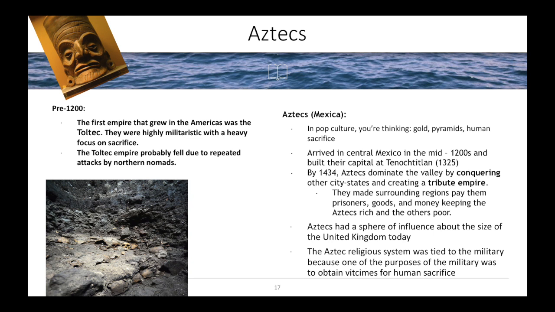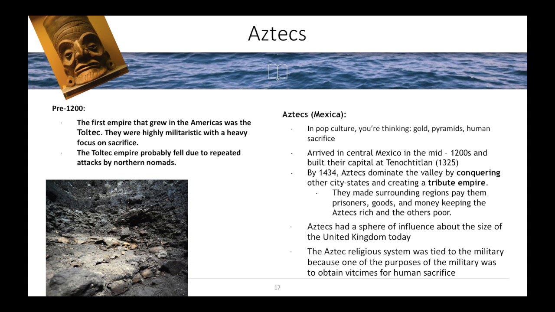So the Aztecs were a major empire that arrived in central Mexico in the mid-1200s. They are known in pop culture. When you're thinking about them, you're thinking about gold, pyramids, and human sacrifices. The Aztecs didn't have a centralized bureaucracy, so they weren't exactly a modern state, and we'll talk about what's a modern state in a bit. But they did have a tribute empire, so they allowed the regions that they conquered to basically exercise their own form of government and rule, as long as they paid tribute, gave goods and services to Tenochtitlan, the capital.